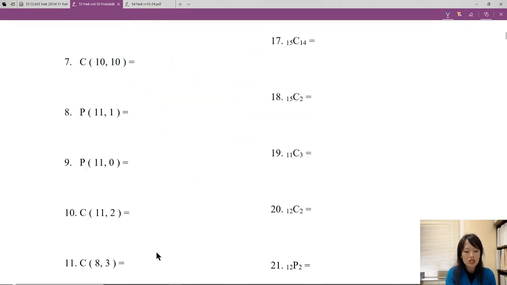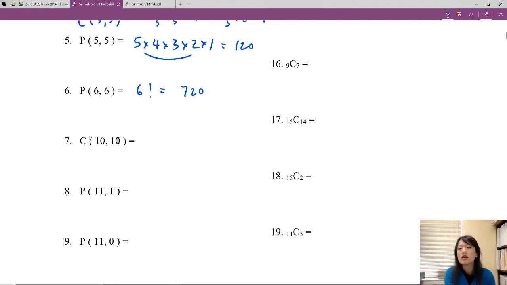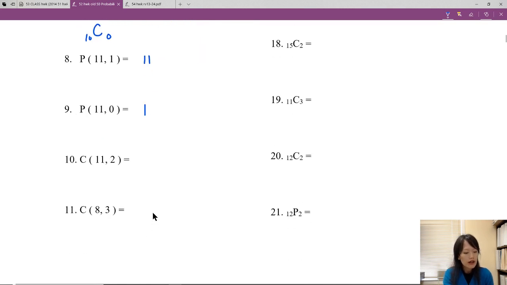Combinations, though, is different. Combination 10 out of 10 means from 10 pick 10, or you can think of it as from 10 pick none. Picking 10 items out of 10 is the same as picking no items, right? You could pick them all or pick none. This is one way. Permutation 1 out of 11 is 11. If you had 0 out of 11, how many ways is there to pick 0 items? There's only one way to do it, right?